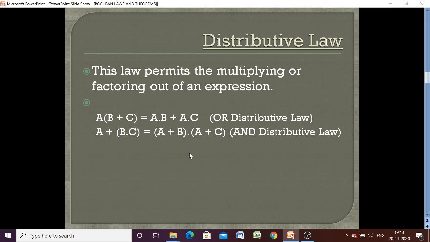It permits the multiplying or factoring out of an expression. ये अलाउ करता है कि हम अपने एक्सप्रेशन को फैक्टरिंग कर सकें. ठीक है, फैक्टराइजेशन हमने क्लास 10th मैथ्स में पढ़ा है, lower classes के मैथ्स में हमने पढ़ा है फैक्टराइजेशन क्या होता है. So here these are the two distributive laws. यहाँ पे हमने फैक्टराइजेशन यूज किया है. Now this can be written as this one, and the second one is this distributive law. तो ये है डिस्ट्रीब्यूटिव लॉ.